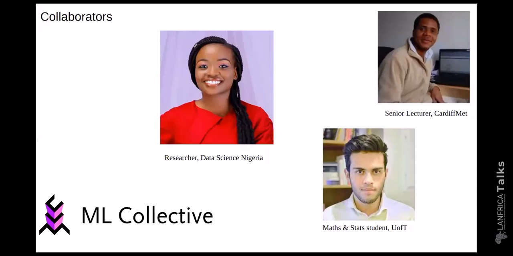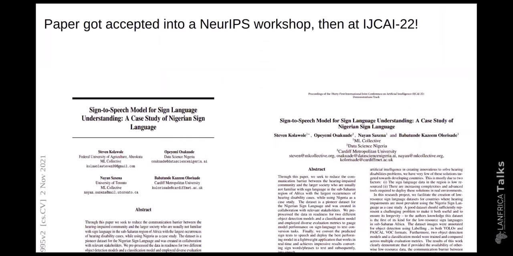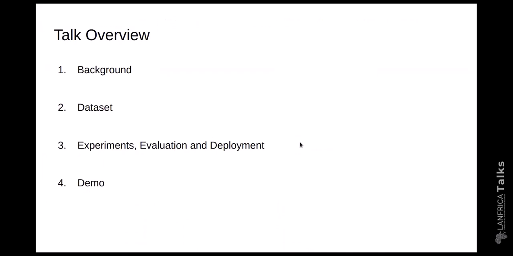And so we saw the paper published at the workshop on machine learning for the developing world, which was last year in 2021. And then we improved on the initial submission and published the work as a conference paper at the International Joint Conference on Artificial Intelligence. That was around March this year. Okay, so I'll go through a bit of the history of how the work came into play, and how it ended up. I'll go through the background, the motivation, the data set, and then the experiments, and then finally the demo.